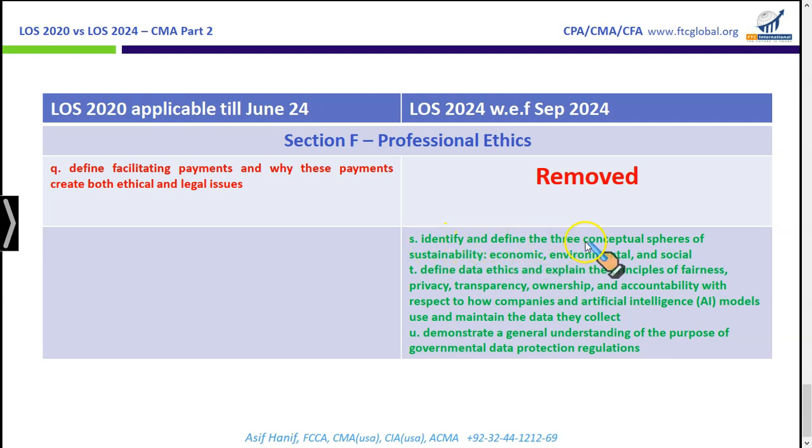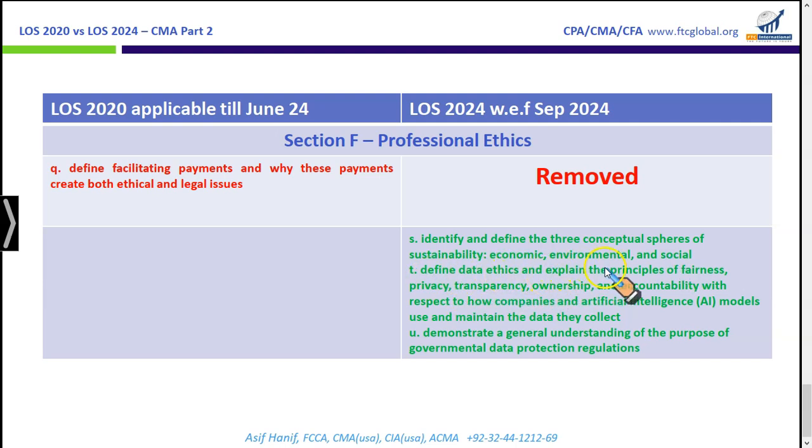This is the new edition. Identify and define the three conceptual spheres of sustainability: economic, environmental, and social. Economic means ensuring financial viability and profitability over the long run. Environmental means protecting natural resources and reducing negative impacts on the environment. And social means promoting social well-being, equity, and community development.